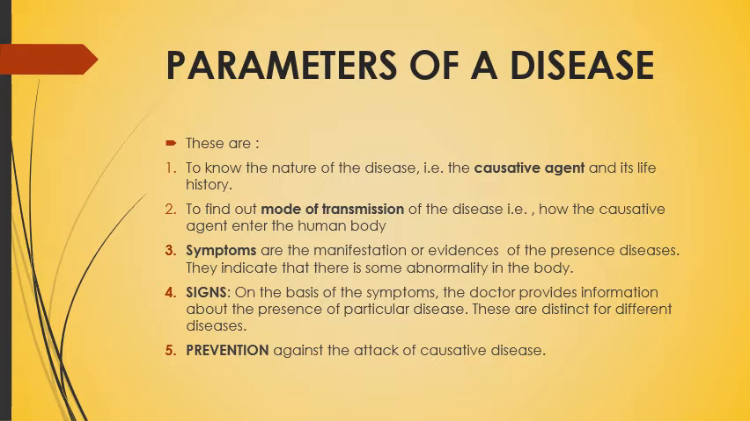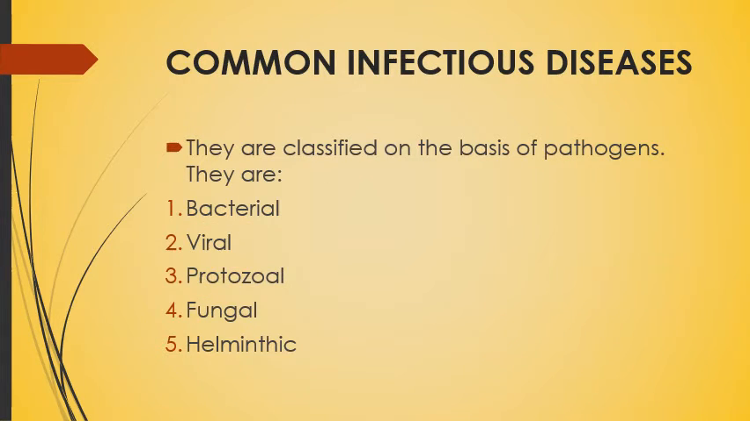So the parameters of disease: number one, we should know the nature of the disease with the help of the causative agent. It may be bacterial, it may be viral, and its life history. Number two is mode of transmission, that is how the causative agent enters the human body and which particular part of the body is affected by that agent. Symptoms are the evidences, the complaints given by the patient. Sign: on the basis of the complaint given by the patient, the doctor gives the diagnosis, which is known as the sign. And the last is the preventions which we follow against the attack of the causative agent for curing the disease.